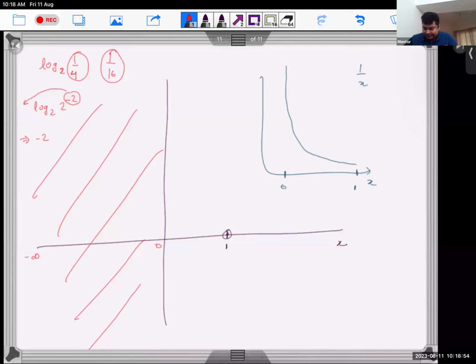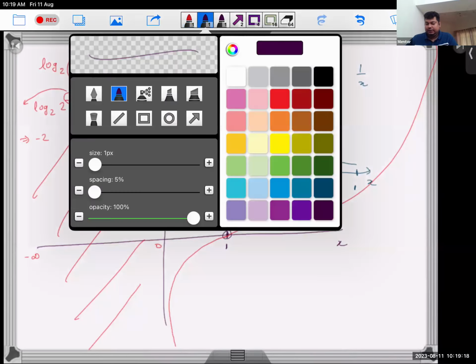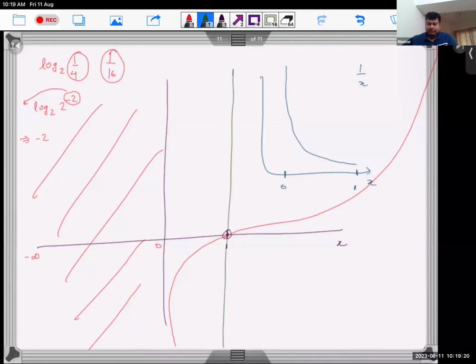So the curve actually looks like this. And what do you see? What will happen for positive numbers, anything which is greater than 1? It is actually like this. See, my drawing is bad, but I hope you get the point. Now, what is my main focus? Up to 0 and 1.